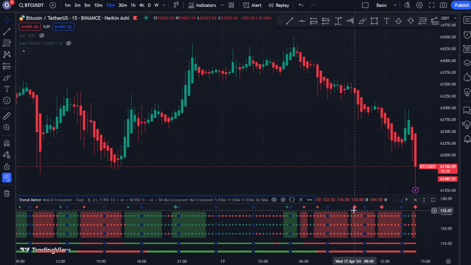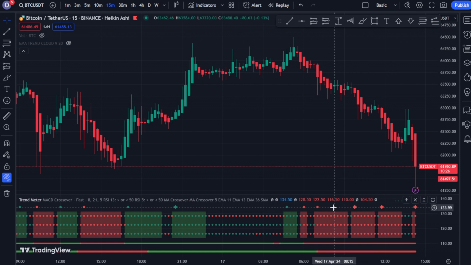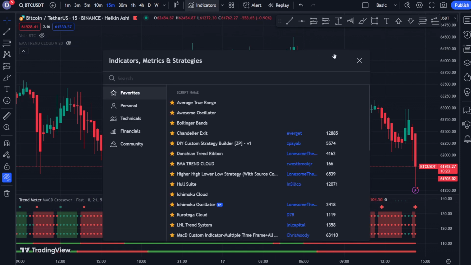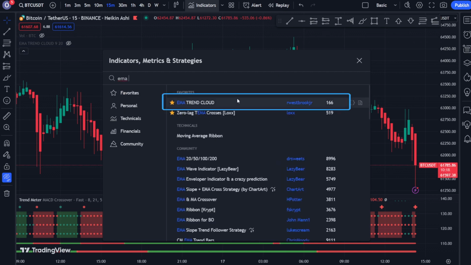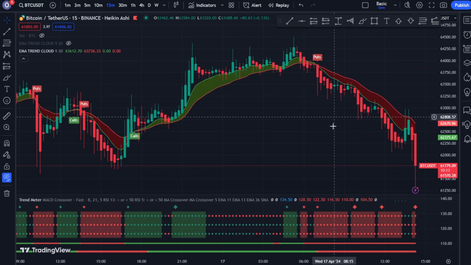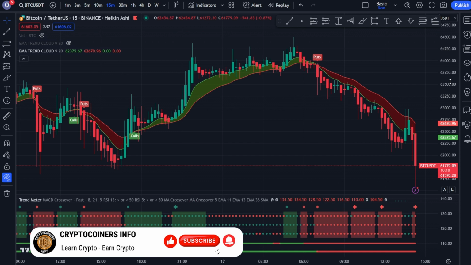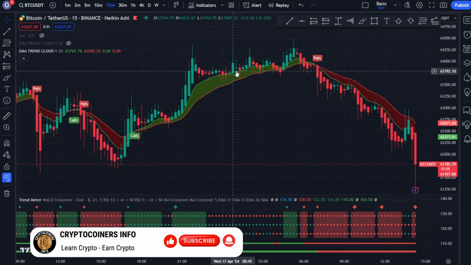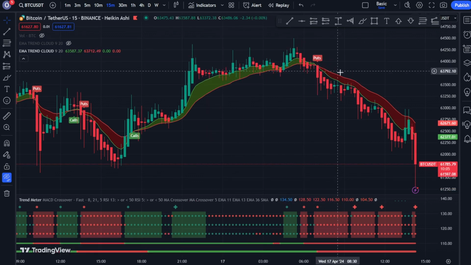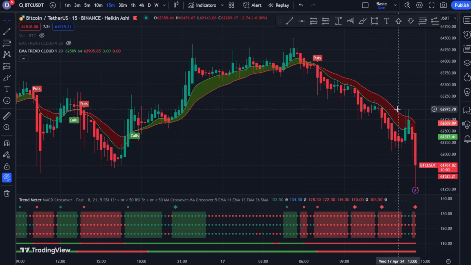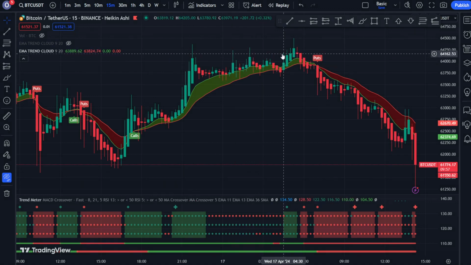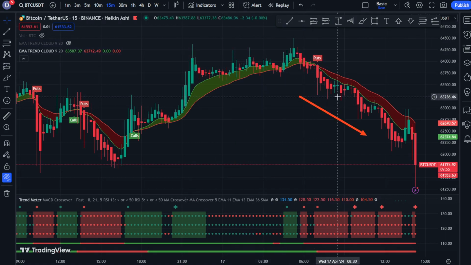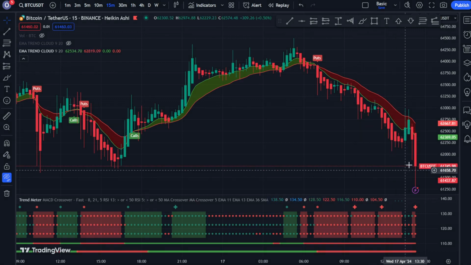I like to use this tool in combination with the EMA Trend Cloud indicator. It's also free on TradingView, and you can find it in the search box by typing EMA Trend Cloud. It's the one by R. Westbrook Jr. This indicator has two lines, a fast and a slow moving average line. The fast moving average turns green when the market is bullish, and changes to red when the market becomes bearish. The main key to look out for is when the price action is above the fast moving average, we're looking to go long. When the price action is below the fast EMA, we're looking to go short. That's all you need to remember for now for this indicator.